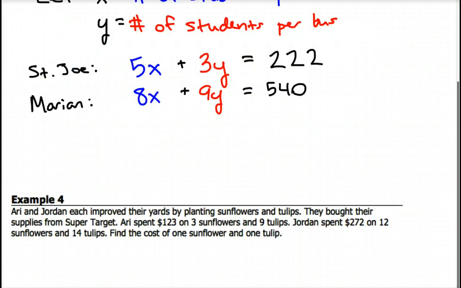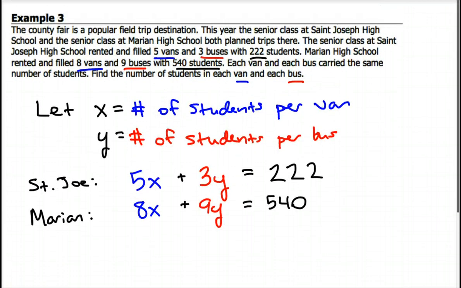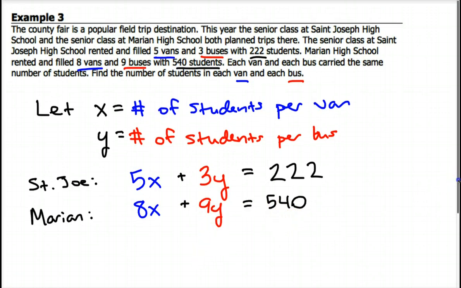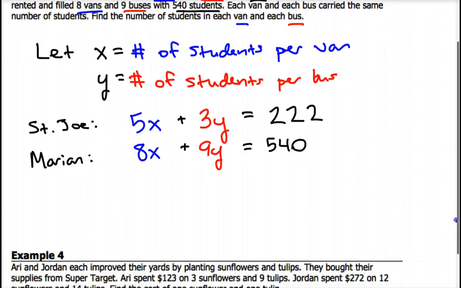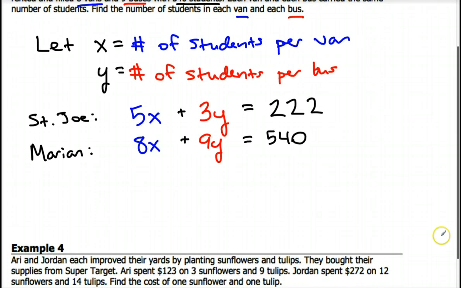Okay, for this one, your system should be 5x plus 3y equals 222. That represents the number of students that St. Joe took with them. And then 8x plus 9y equals 540, which represents the number of students that Marion took with them. And now what I'd like you to do is solve this system of equations using elimination, and then pause the video to do that, and then click play to check your answers, please.